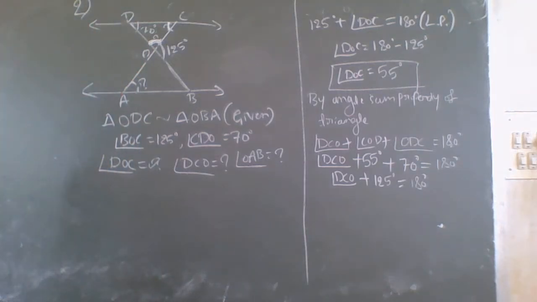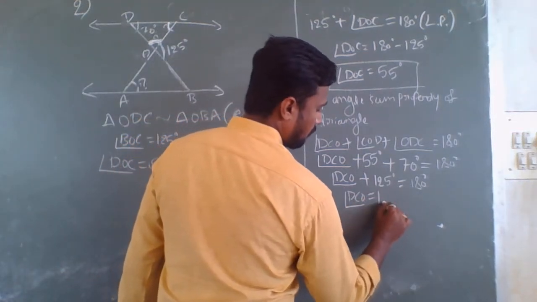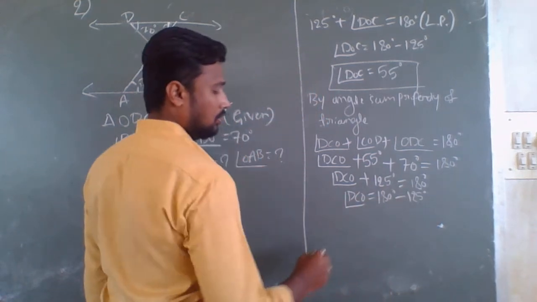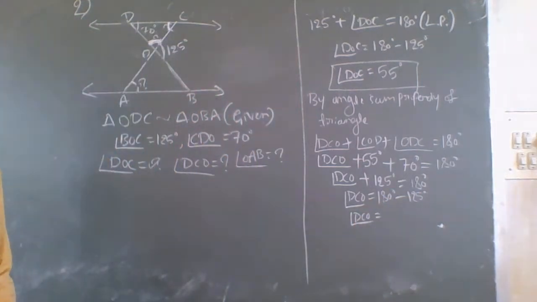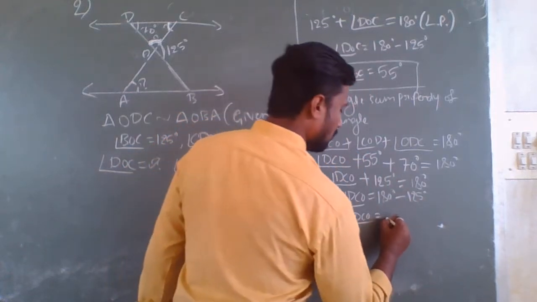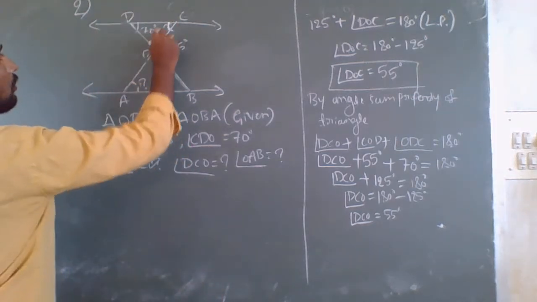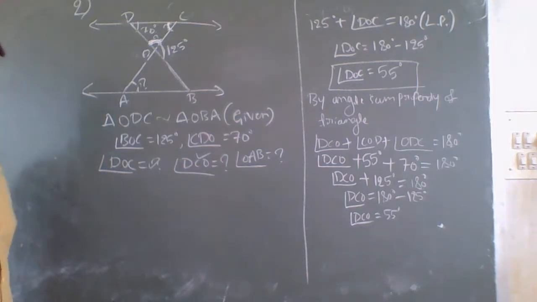So now what will we get? Angle DCO is equal to 180 degree minus 125 degree. What is the answer? 180 minus 125 means 55 degree. Now we know this angle DCO, or OCD, is 55 degree.